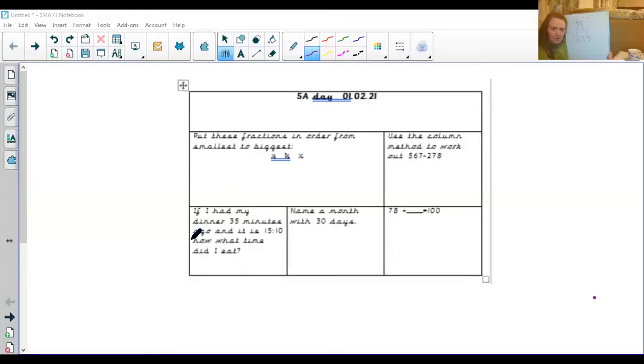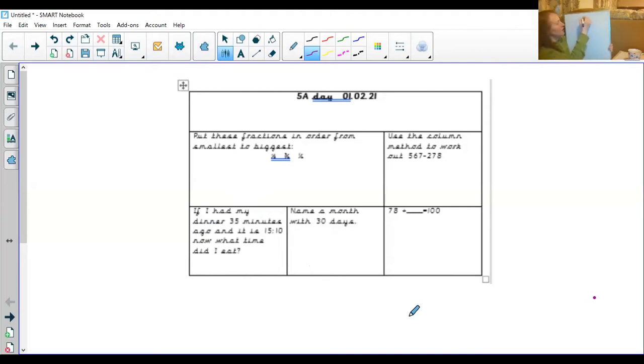Going down here now. Oh, excuse me. If I had my dinner 35 minutes ago and it is 15:10 now, what time did I eat? Now, we didn't cover the 24-hour clock when we did time, so this may have thrown you a little bit.